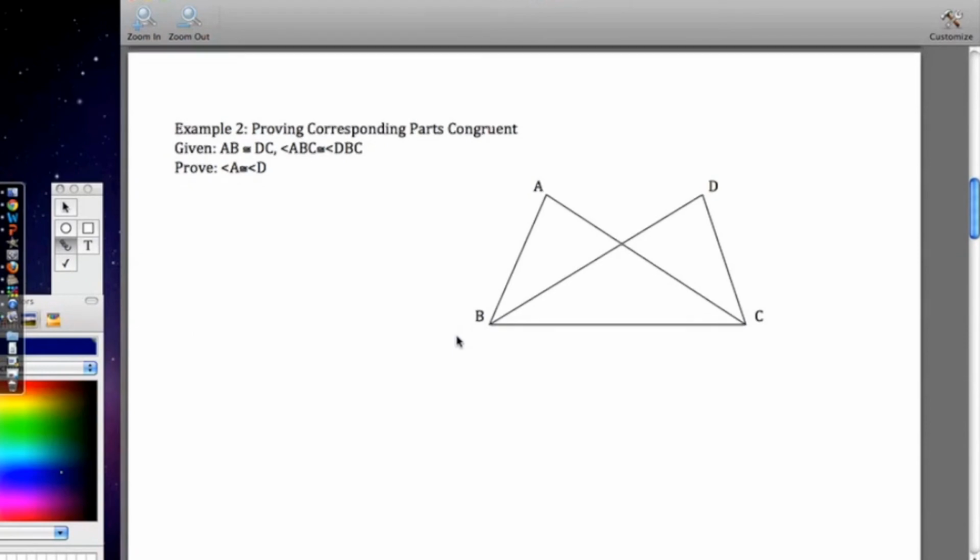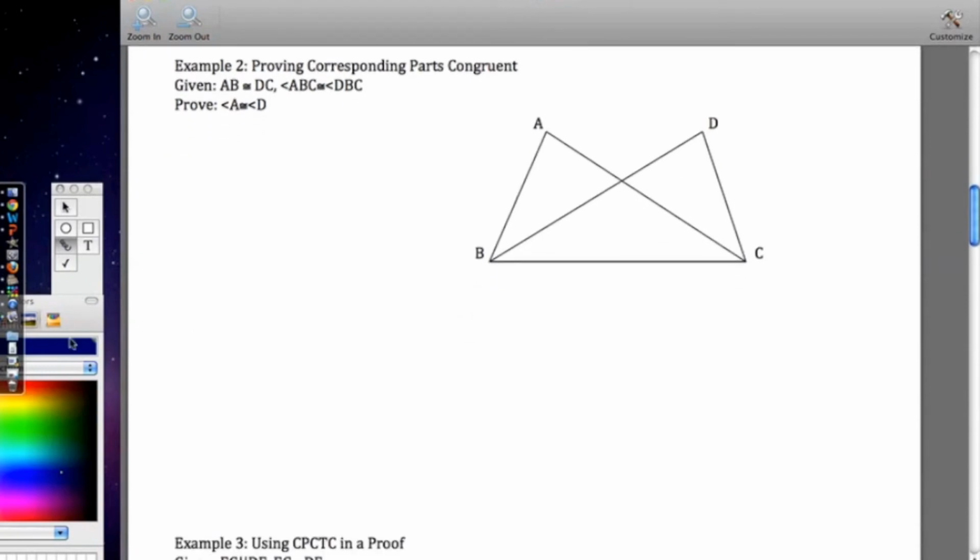Let's look down here. This is a little proof. And what they've given us, I'll just go ahead and mark on the diagram. AB is congruent to DC, so they've given us this. And they've also said that angle ABC is congruent to angle DCB. Sorry about that. Okay, so these two angles are congruent. Well, let's look at what we've got. Basically, we want to say that angle A is congruent to angle D.